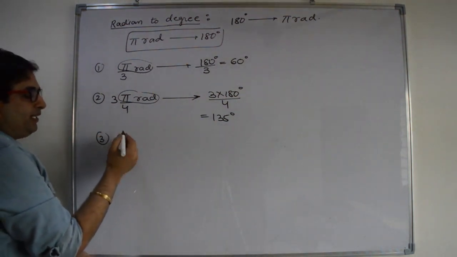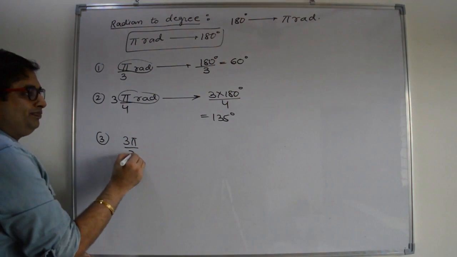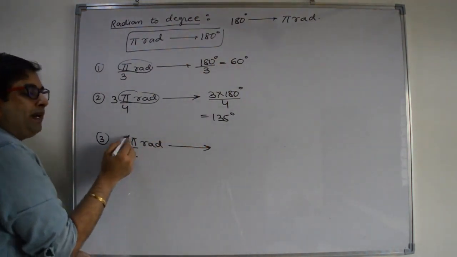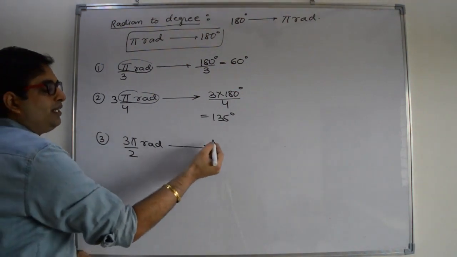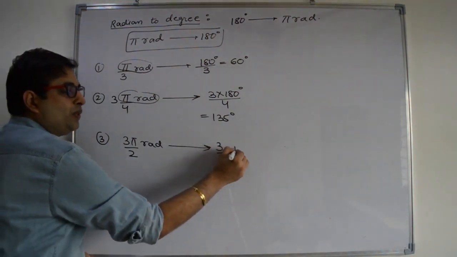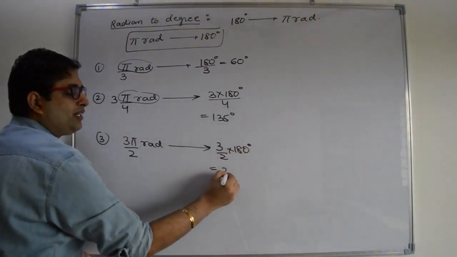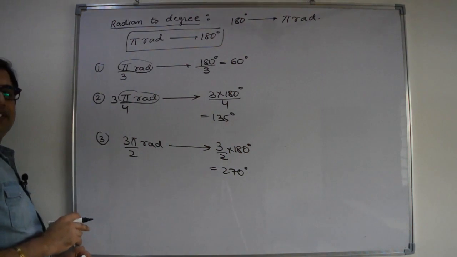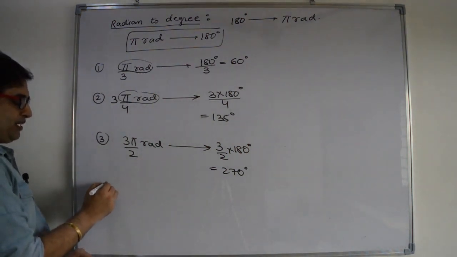Third example. Let us take 3 pi by 2 radian. Again pi radian is how much? It is 180 degree. So how much you will get? You will get 270 degree. Right? Let us take one more example, fourth.